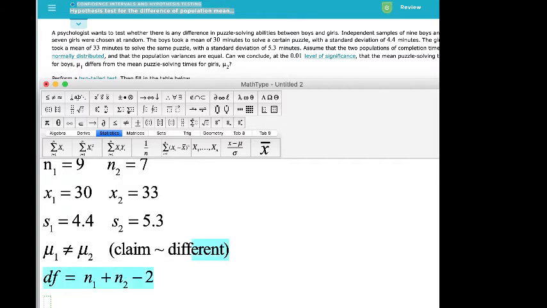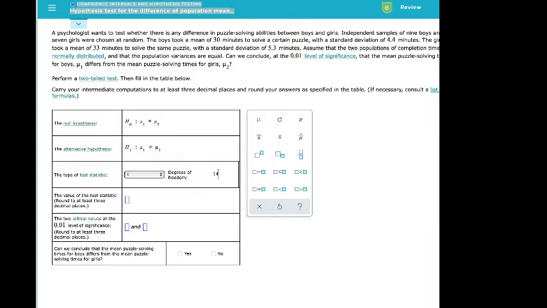In our case, then we got 9 plus 7 minus 2, which was 14. The next thing we're going to do is the test statistic. And if we pull up our Chapter 11 formula sheet, we'll have the following.